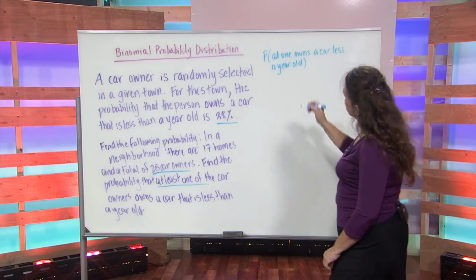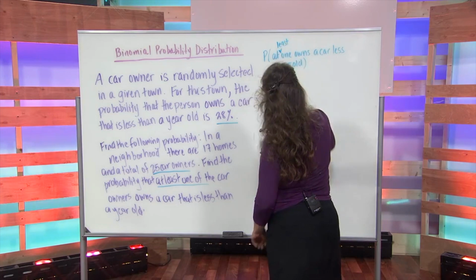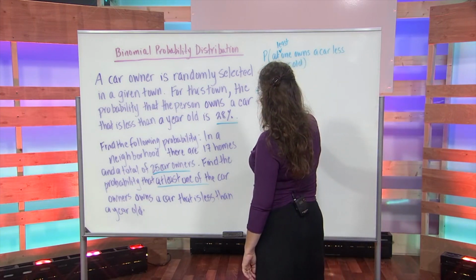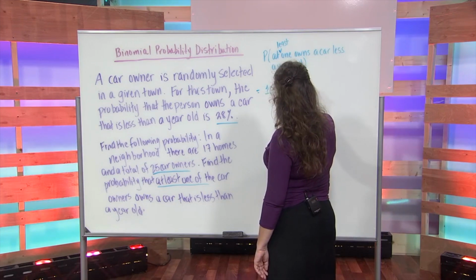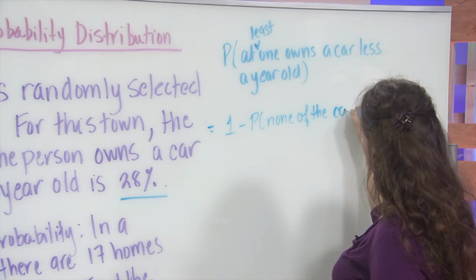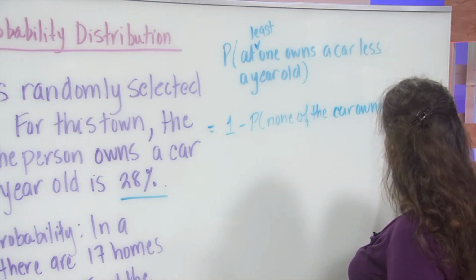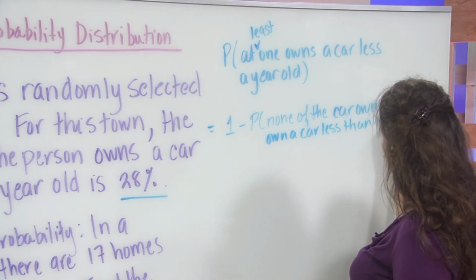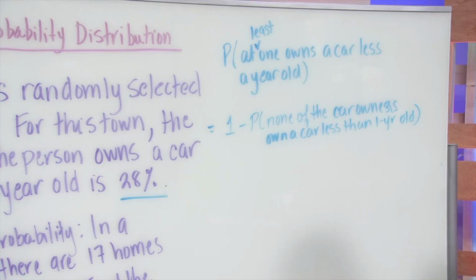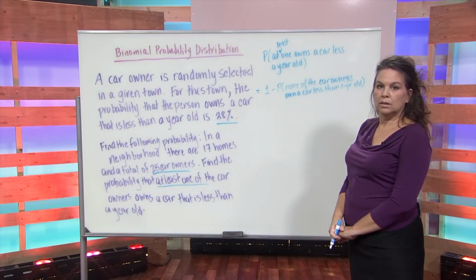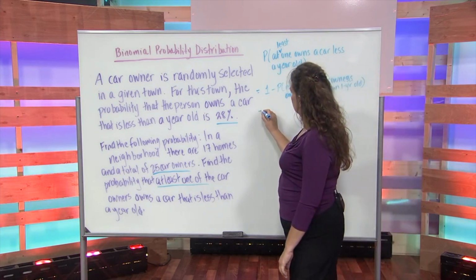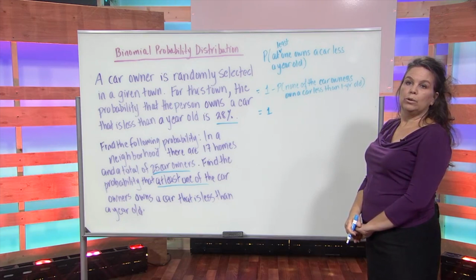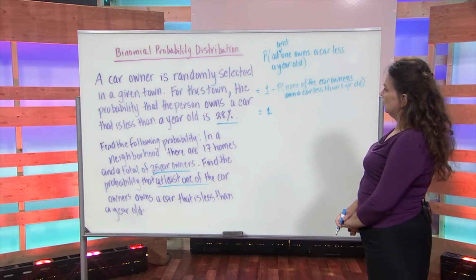I'll go ahead and put the "at least" in there. I left out that at least one. For the at least one problems, we want to do 1 minus the probability of none. So that's 1 minus the probability that none of the car owners own a car less than 1 year old, or all 25 of them own cars that are older than 1 year. None of the car owners owning a car less than 1 year old is equivalent to saying all 25 own cars older than 1 year.